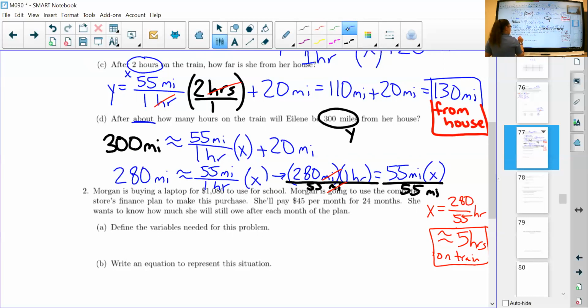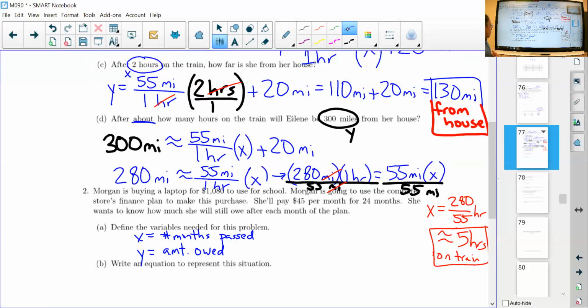So we have the number of months that have passed. And after so many months pass, we might want to know how much does she owe? Amount owed. So I said that time tended to be X because the amount that we owe depends on how much time it's been. So this is the dependent variable, X. This is the independent variable, Y.